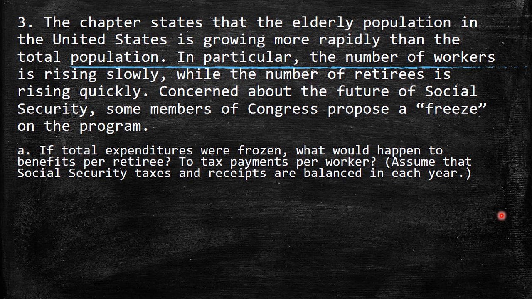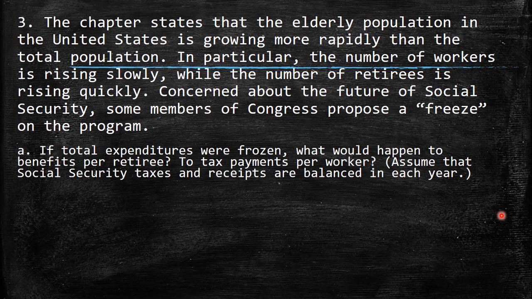retirees is rising quickly, and concerned about the future of Social Security, some members of Congress propose a freeze on the program. This is a really open question, and you can analyze it from your point of view, as long as you have the argument to support the idea, because actually there is no real truth about this fact. So the first point says, if total expenditures were frozen, what would happen to benefits per retiree, to tax payments per worker?